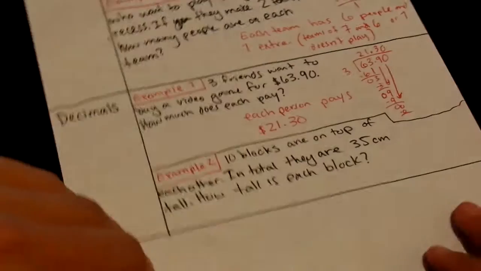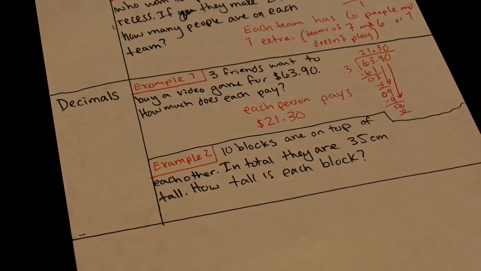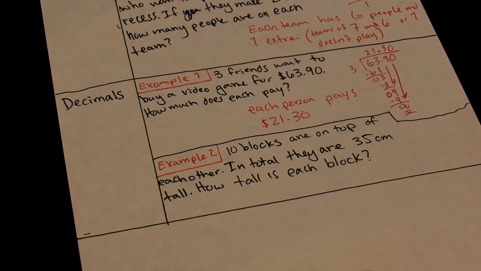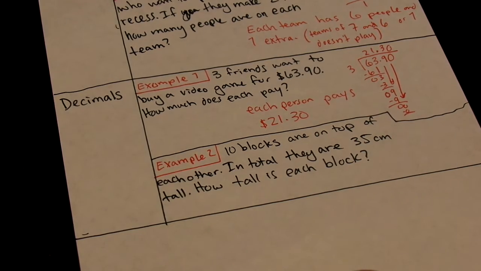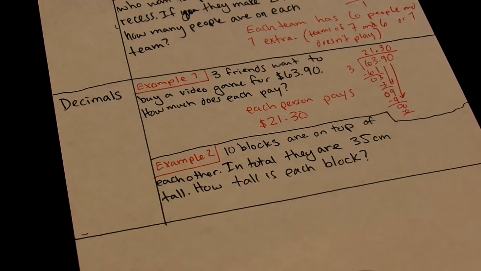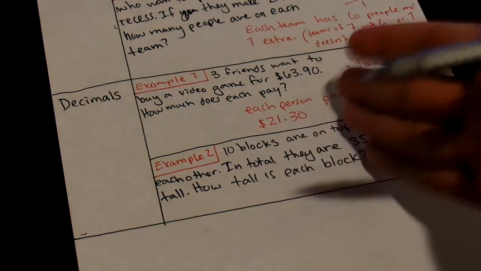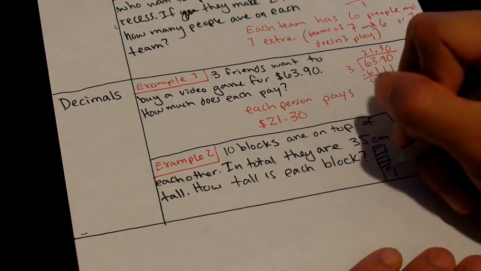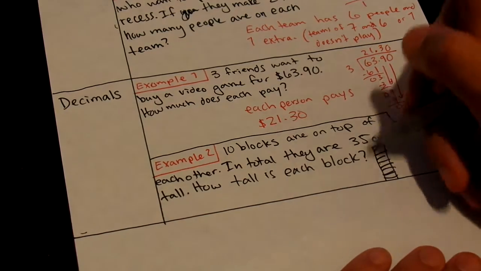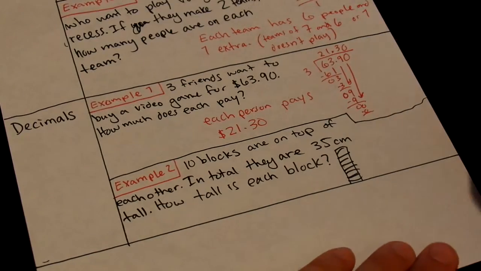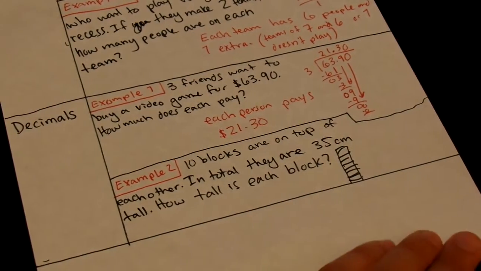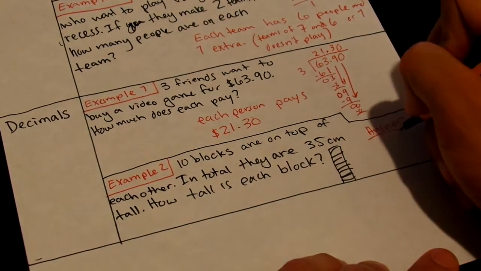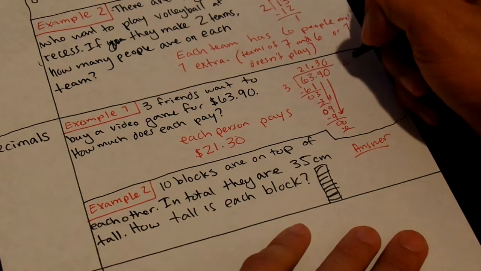Now, it would not make sense here to estimate. You would not say each block is 3 centimeters tall with 5 centimeters extra, or each one is 11 with 2 centimeters extra. If this is a real life situation, you have 10 blocks stacked on top of each other. There's not 10 there. You don't have an extra space or something. So this one we would actually have to do.